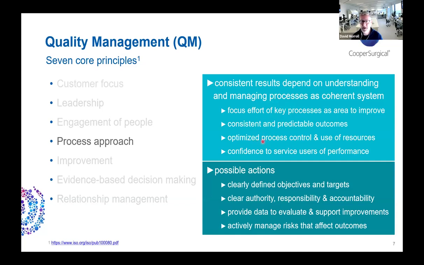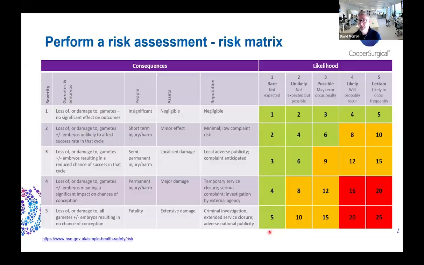We want to optimize control of processes and use of resources, and that delivers confidence to all the users, whether it's patients, clinicians, and so on. And part of the actions that we can take, as well as thinking about the overarching elements of setting objectives and having clear responsibility for the bits that you do, we also want to provide good quality data, and we want to manage risks. And for the first part, we're going to talk about risk management, because that's a precursor really to using your quality control and KPIs.